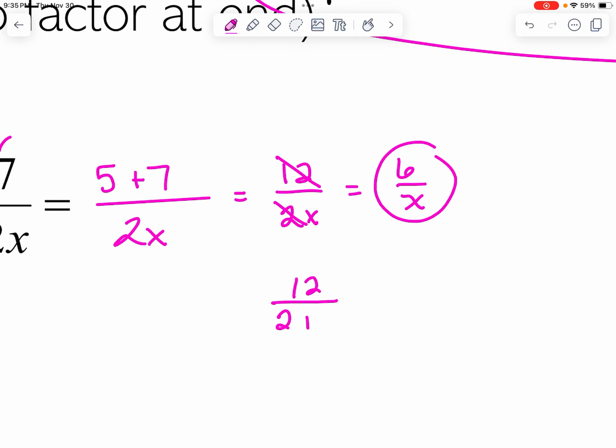Please remember that if you have 2 plus x like that, that wouldn't cancel. So don't cancel binomials with monomials.